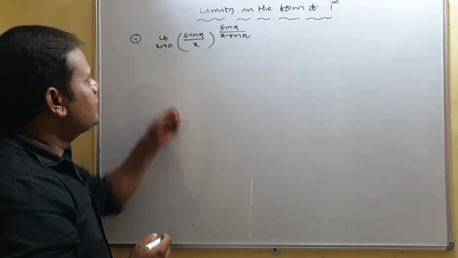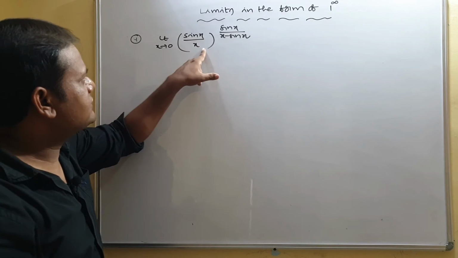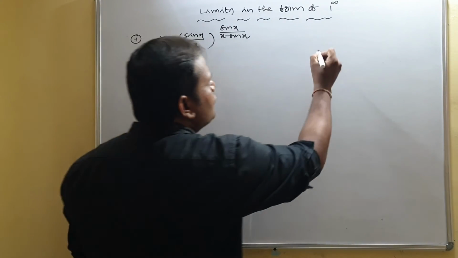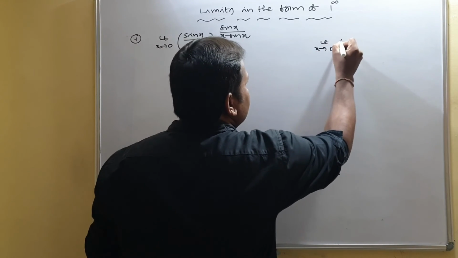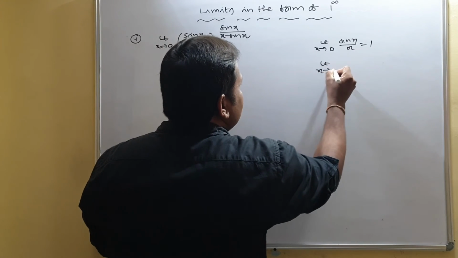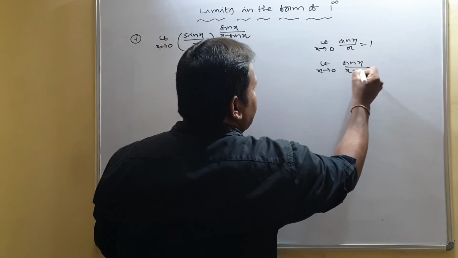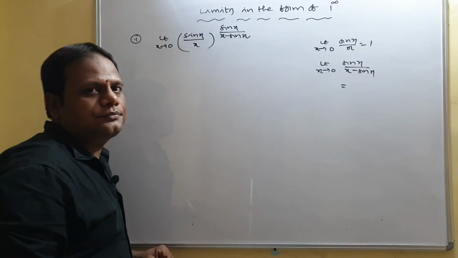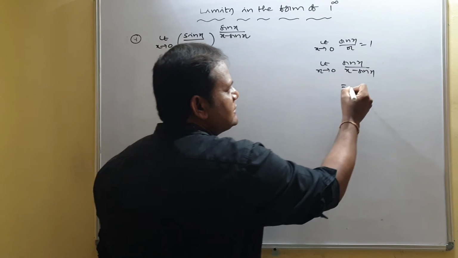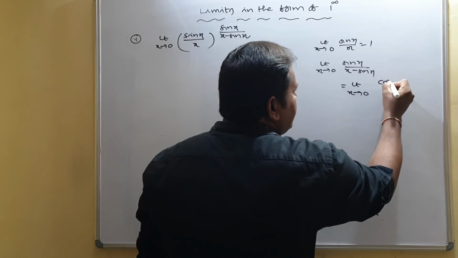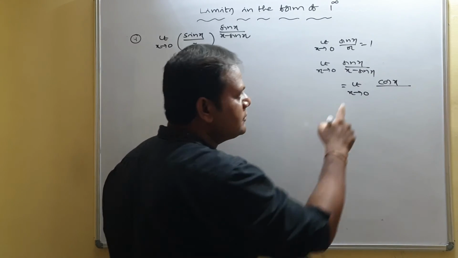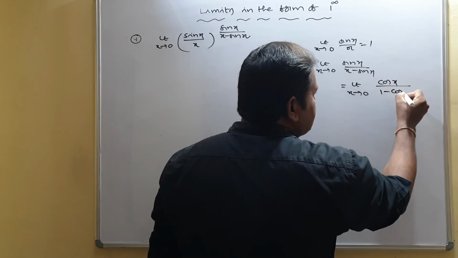Moving to the next one. Here limit x tends to 0, (sin x by x) whole power (sin x by (x minus sin x)). See here, we know that limit x tends to 0 of sin x by x is 1. And limit x tends to 0, this sin x by (x minus sin x). If you take x as 0, it takes 0 by 0 form. So we apply L'Hospital rule. So limit x tends to 0, if you apply L'Hospital rule, we take the derivatives in both numerator and denominator separately. So cos x by (1 minus cos x).